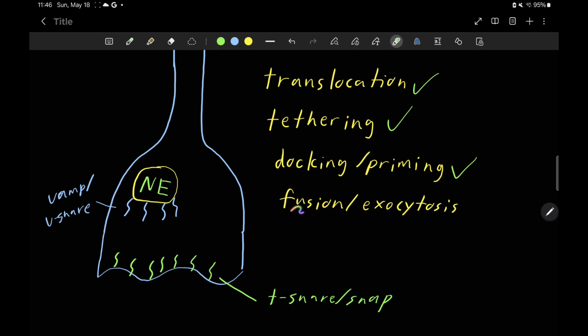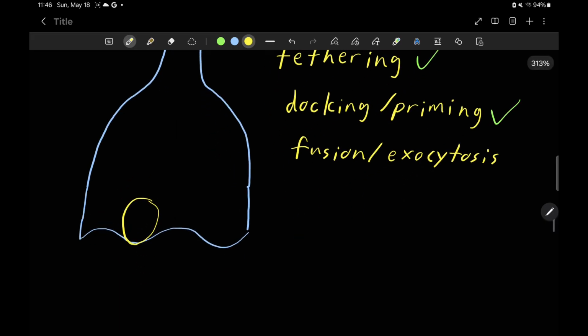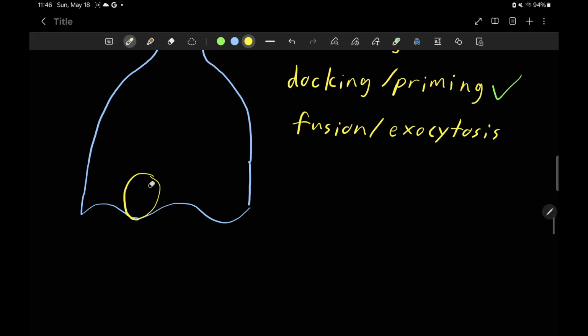And then in this final step of fusion and exocytosis, your vesicle membrane fuses together with your neuron membrane. And when this happens, it looks something a little like this. Your vesicle comes over, and all the VAMP and SNAP proteins interact, and it goes onto your cell membrane, and then slowly it starts to fuse together, and it looks something like this.